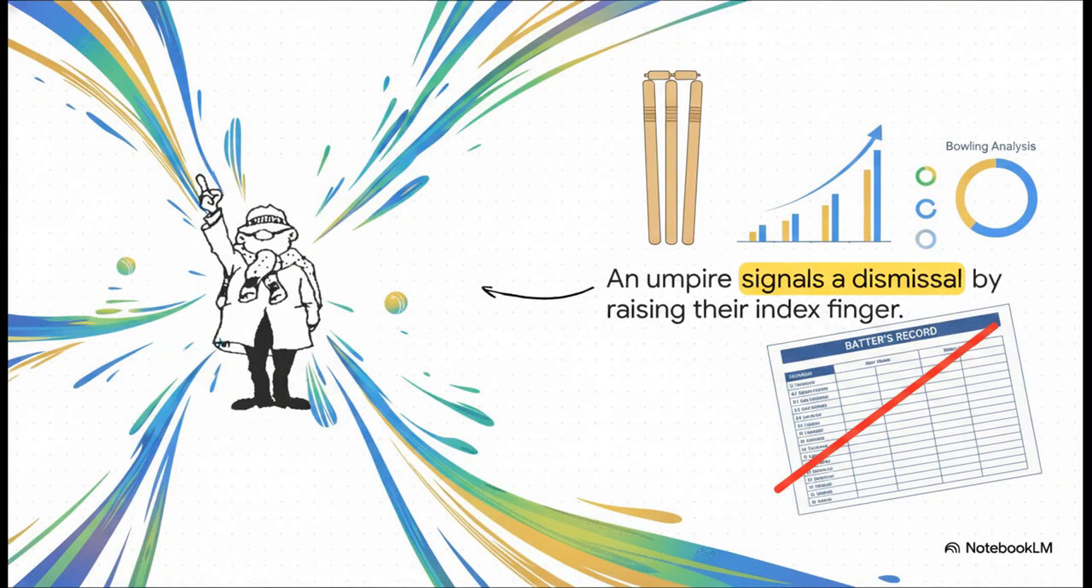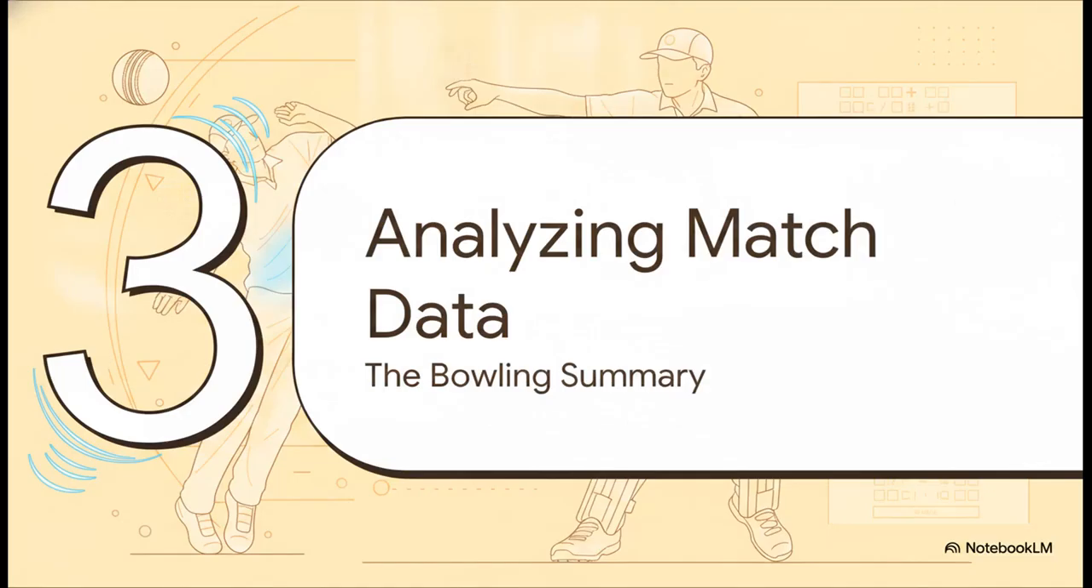And when the umpire raises that iconic index finger, a wicket is officially taken, shifting our focus to the bowlers who earned it. That raised finger is the universal cricket symbol for a dismissal. Once it goes up, the scorer slashes a diagonal line across the batter's record and immediately updates the bowling analysis. Which brings us to part 3, analyzing the match data and diving into the bowling summary.